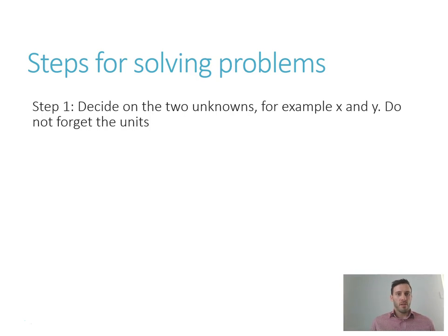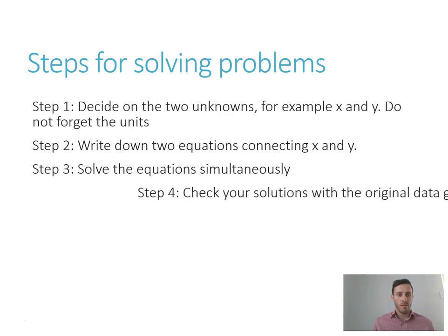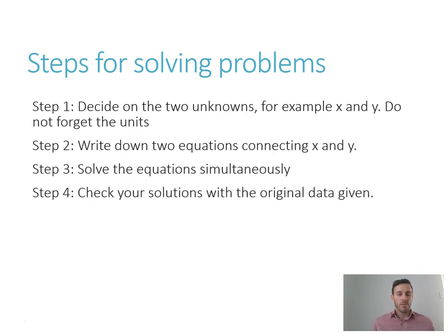First step is decide on the two unknowns, for example x and y. Don't forget the units. We write down the two equations connecting x and y, and we solve the equations simultaneously. Now we've learned a number of methods for doing that over the last few videos. Then we check our solutions in the original data or in the original equations, and you write down your answer in sentence form. Some text might describe the process a little bit differently, but ultimately it's the same.